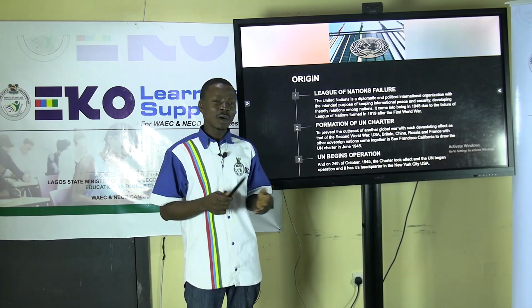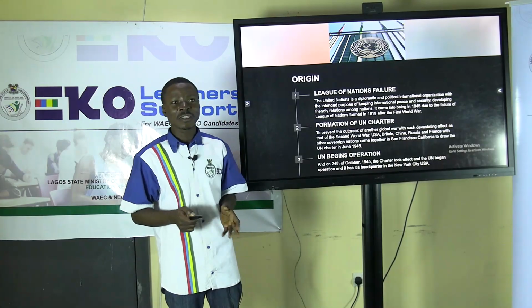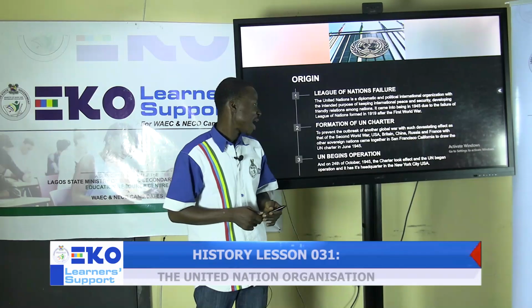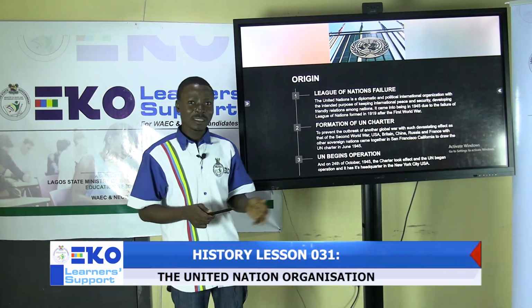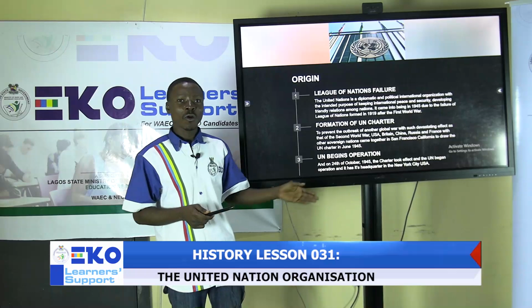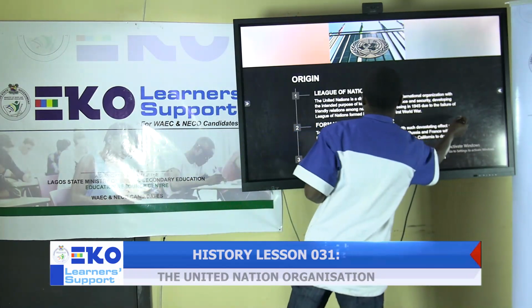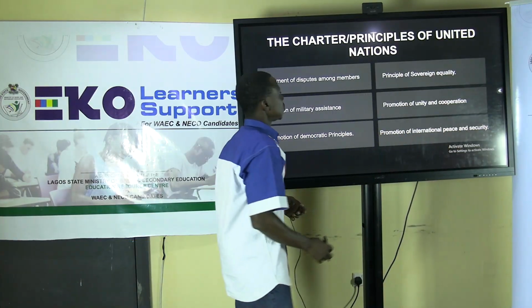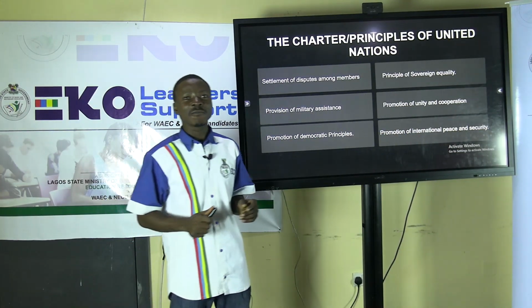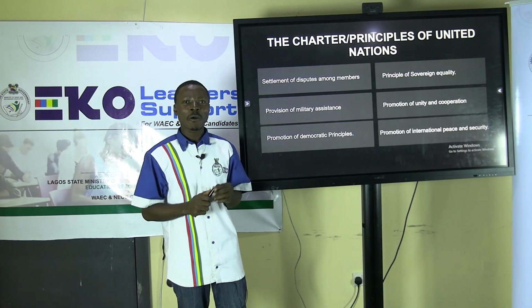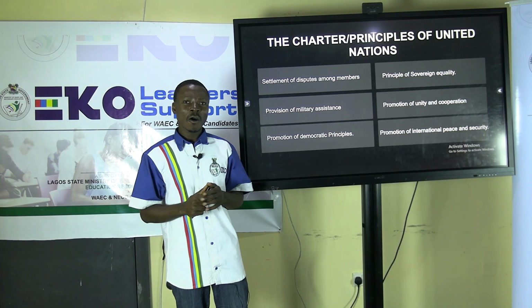Also, the majority of the organs of the United Nations have their offices and headquarters in New York, which is also called the International Territory. Now we'll look at the content of the Charter of the United Nations that was signed in 1945, which also informs the principles and objectives of the organization.